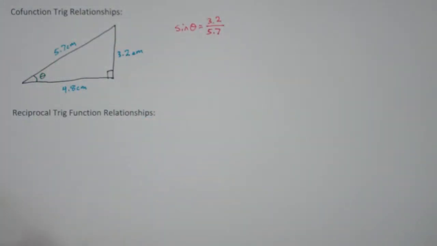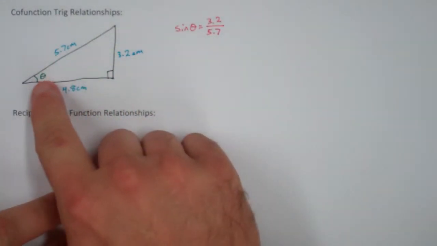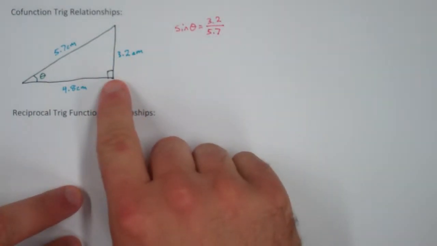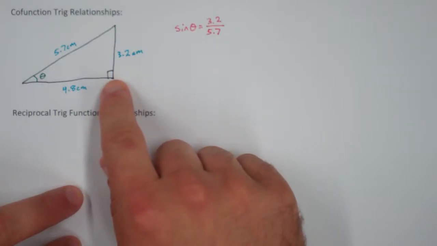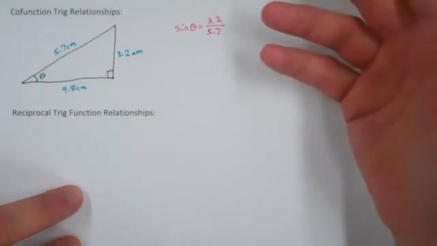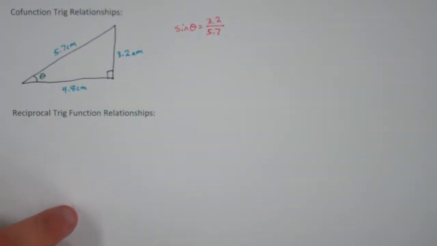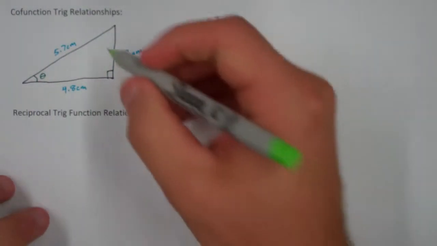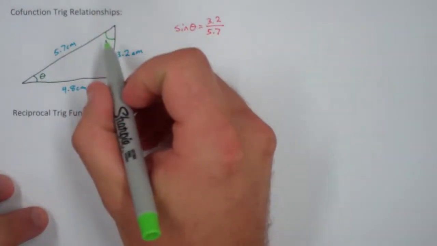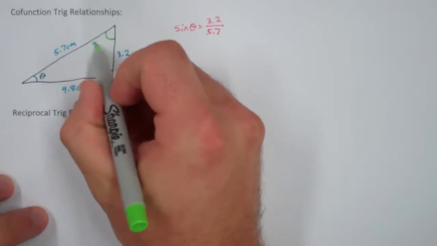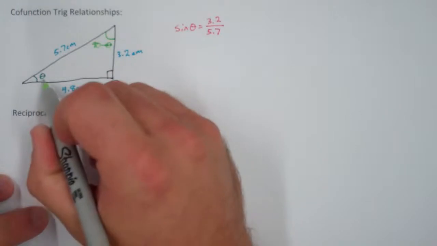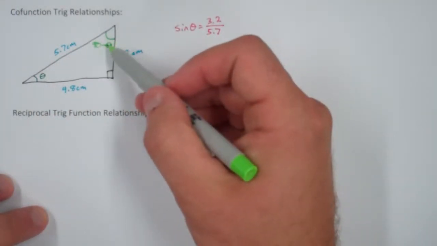This other angle over here, you'll note that all three of these angles must add up to 180 degrees. And if we take away 90 from 180, we're left with 90 degrees. So the two angles that are unknown here, together they must be 90 degrees. If this angle is theta, the only value this angle could be would be 90 minus theta. If we added these two angles together, you would get 90 degrees.